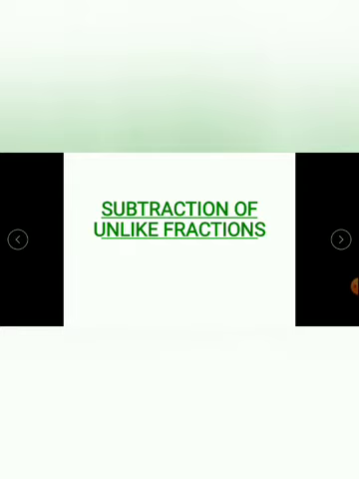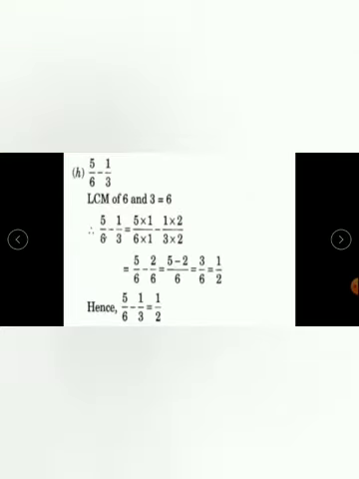First example, 5 by 6 minus 1 by 3. The denominators are different, so it is an unlike fraction. So, first what are we finding? LCM. LCM of what? 6 and 3. What are they? Denominators. So, what is the LCM of 6 and 3? The LCM of 6 and 3 is 6 itself.